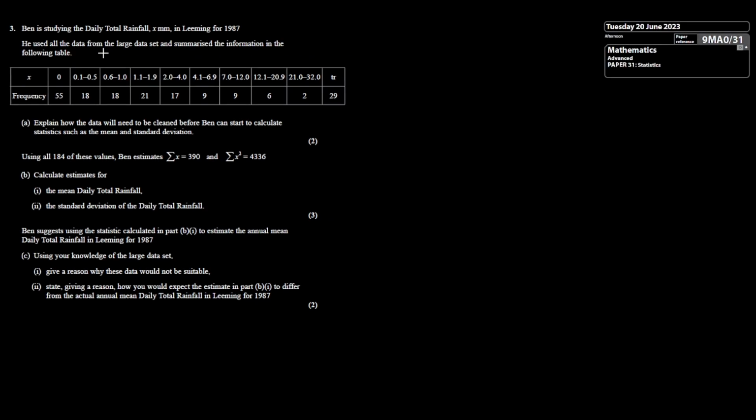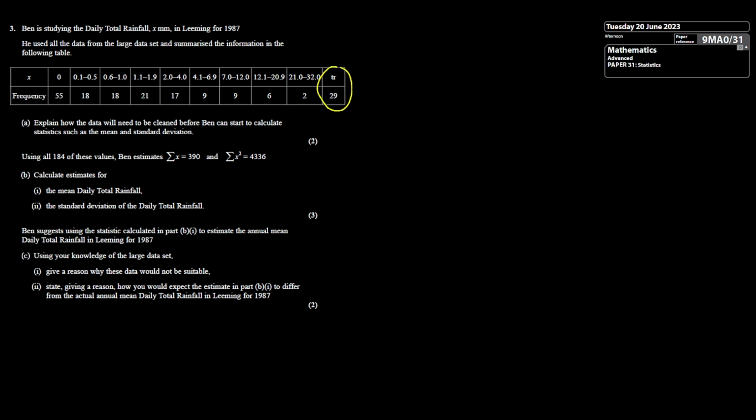So in question 3, we've got the results of measuring total daily rainfall in Leeming for 1987. Here are the results laid out. We've got the millimetres of rainfall measured and the frequency these occurred. Question A, explain how the dataset will have to be cleaned before Ben can start to calculate the statistics such as mean and standard deviation.